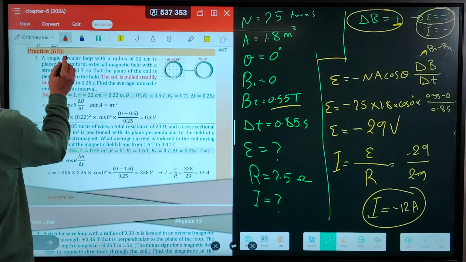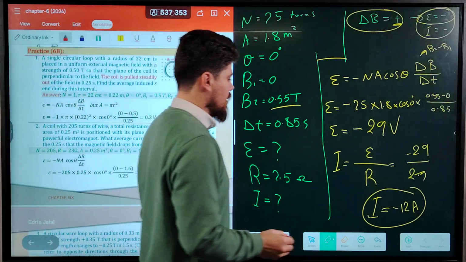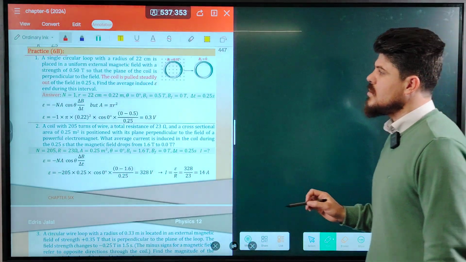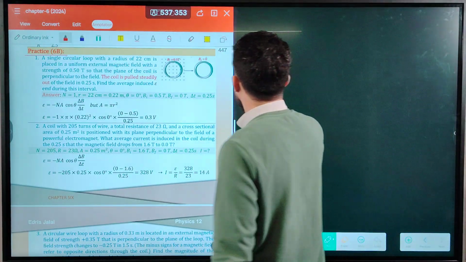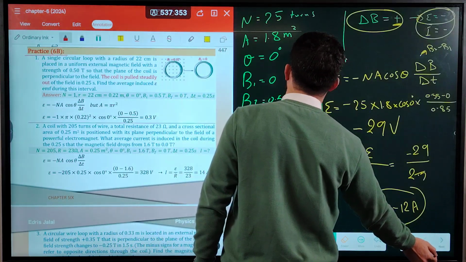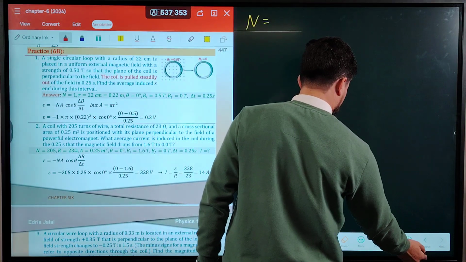Look at practice 6b. Question 1. A single circular loop. What do you mean by a single circular loop? It means that the number of turns is equal to 1. Number of turns is equal to what? 1. Okay.